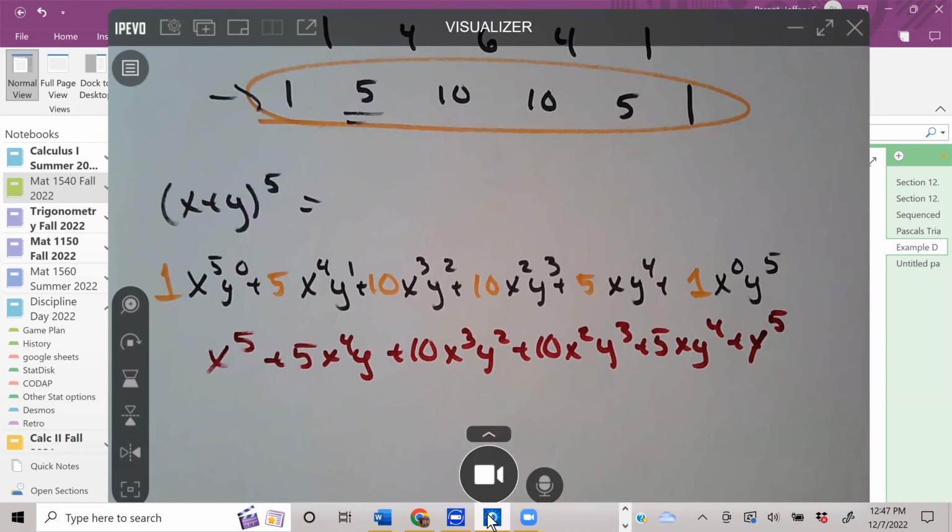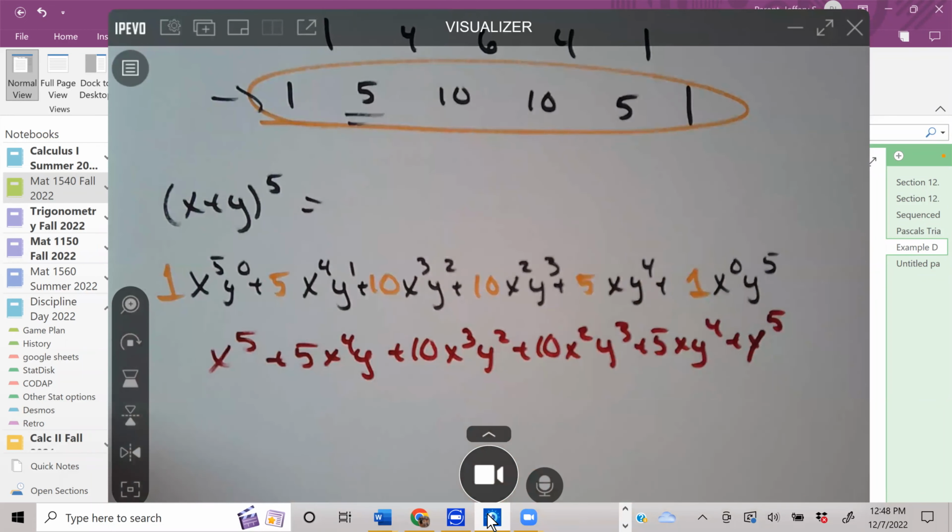And that's it. You're done. So we've got x plus y to the 5th power. A lot easier than multiplying this by itself 5 times and collecting like terms. Yeah, I would never do that. Comments or thoughts on that first one? We okay there?